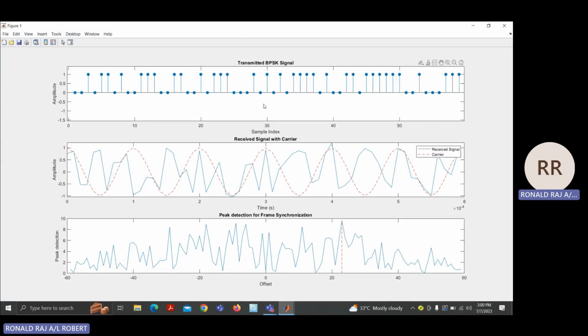Okay, so the first waveform is about the transmitted BPSK signal. The second output waveform is about the received signal with the carrier. The third waveform shows the peak detection of the frame synchronization. So this part is the highest peak of the frame synchronization.